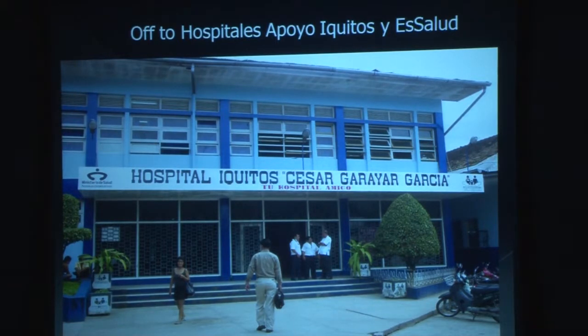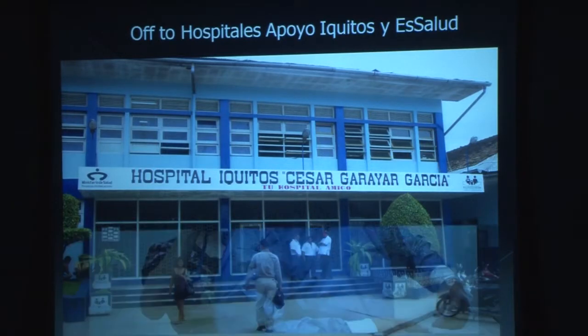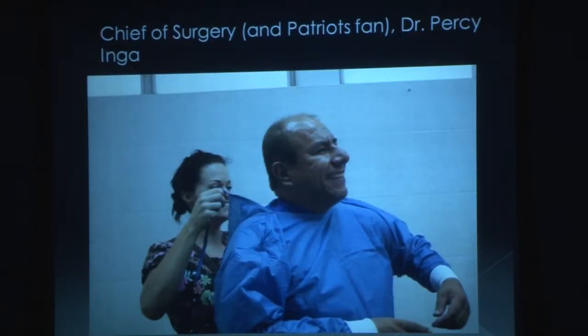Peru has socialized medicine, which has now been fully implemented only a couple of years ago. This is a really good friend of mine, Percy Inga, and I'll be seeing him again in August. He's the chief of surgery at another hospital called Es Salud, which is "It's Your Health."